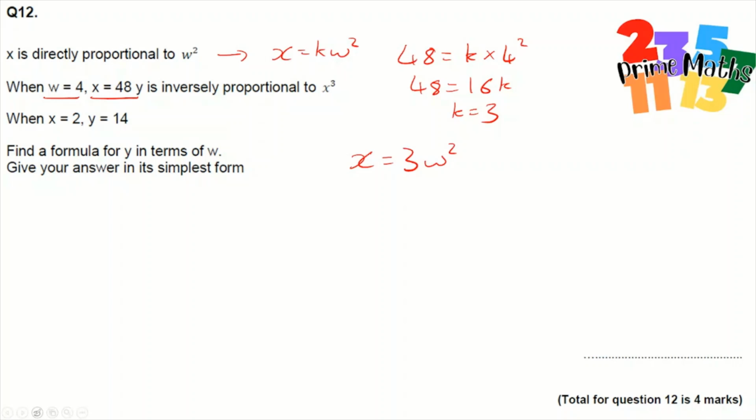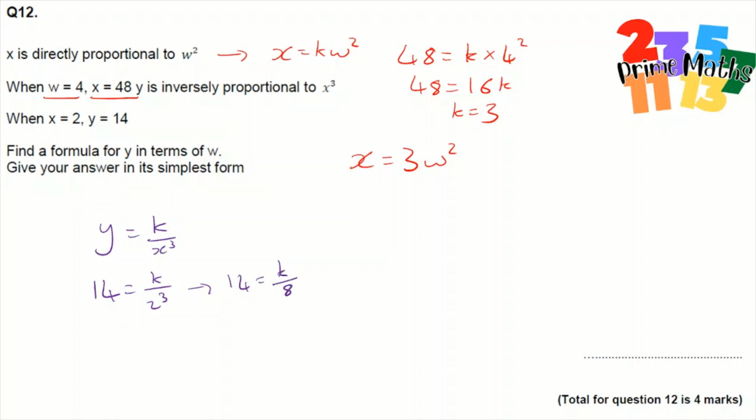I'm then going to have a look at my inverse proportion. So it says that y is inversely proportional to x cubed, meaning we can write y is equal to k over x cubed. I'm going to do the same thing again. y is 14 when x is 2. So I can say that 14 is equal to k over 8.